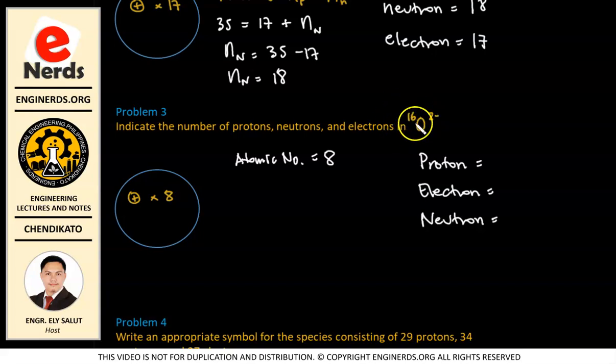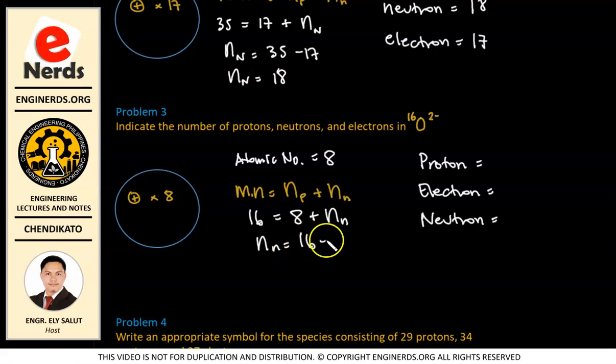Now, our mass number is 16. Since the mass number is equal to the number of protons plus the number of neutrons, the mass number 16 is equal to the number of protons, which is 8, plus the number of neutrons. So the number of neutrons is equal to 16 minus 8, which is also equal to 8. Okay, so our neutrons are also equal to 8. Our neutrons are uncharged, so we also have 8. We can write that here because we already know the value. Protons, we have 8, and neutrons, which is also 8.